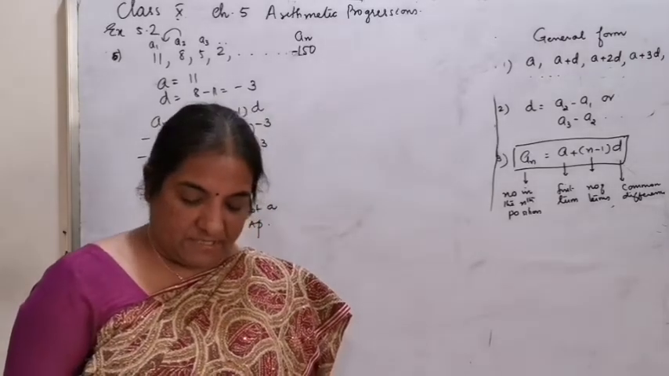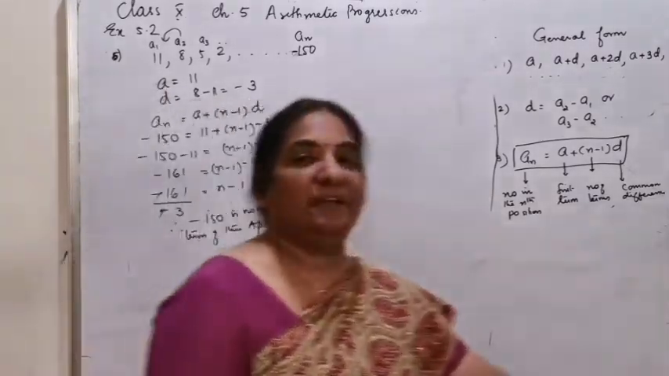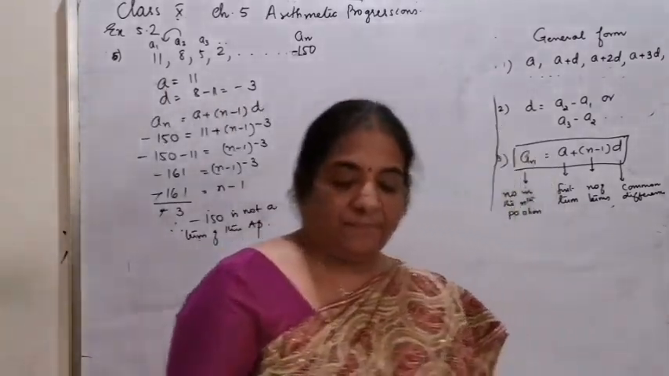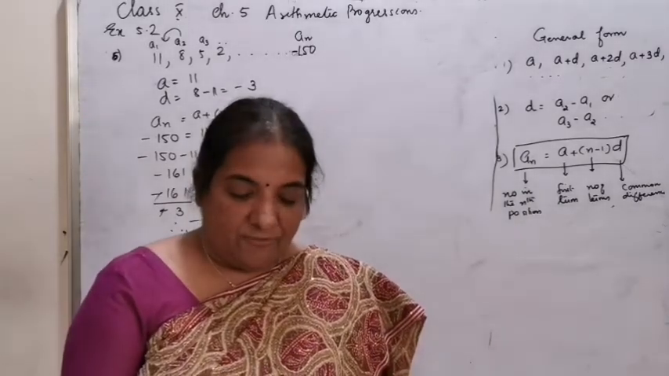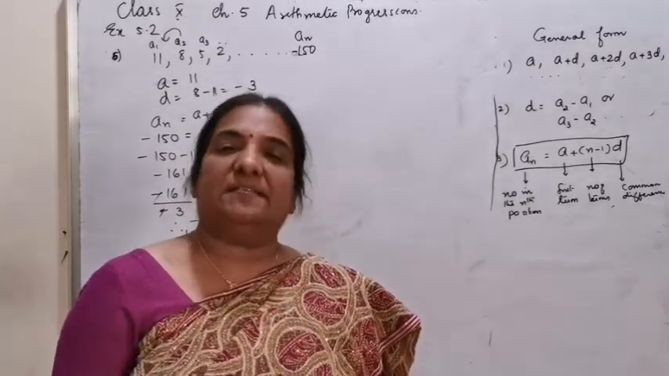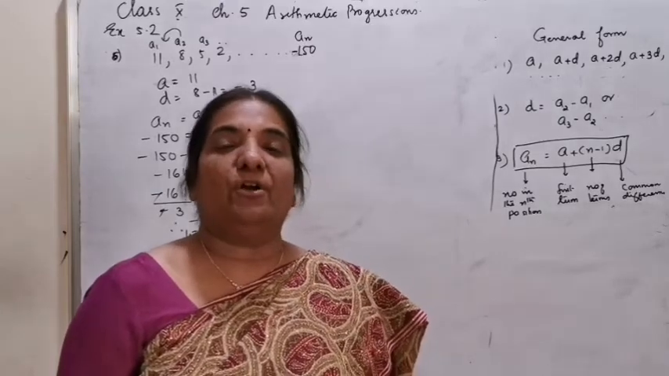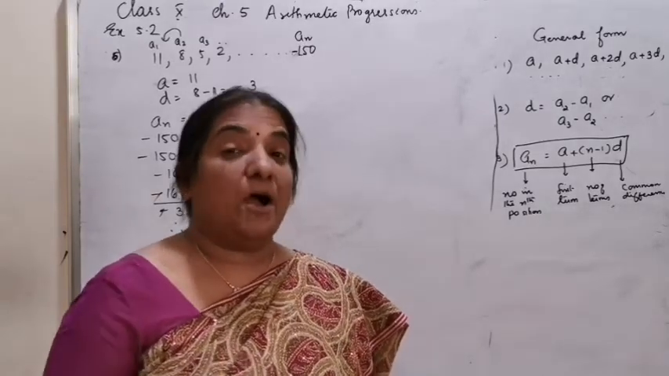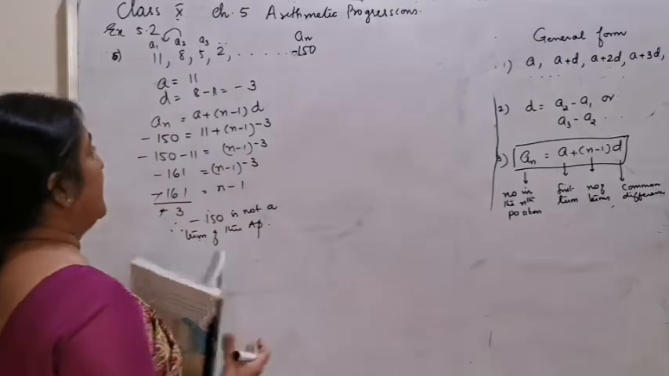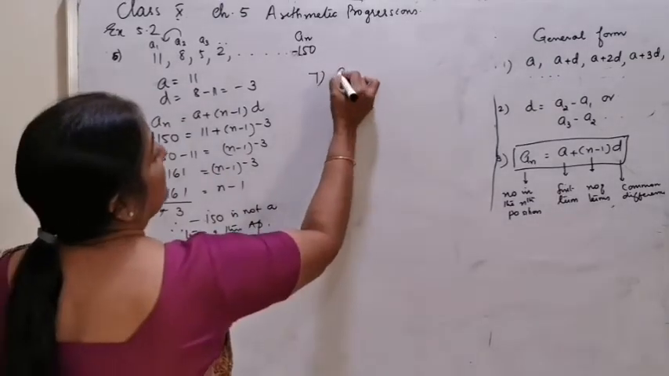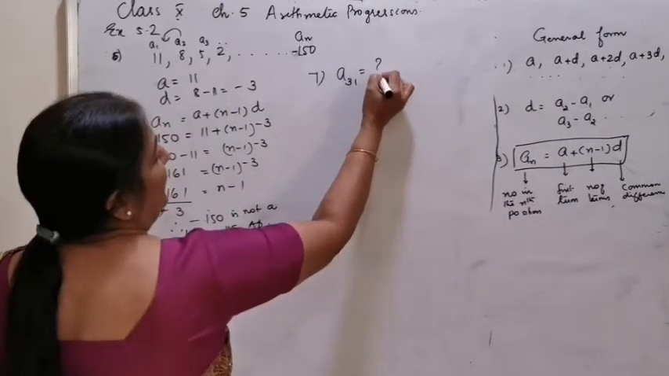The next question is number 7. Find the 31st term of an AP. How do you identify the 31st term? They are asking you to find out the 31st term of an AP.